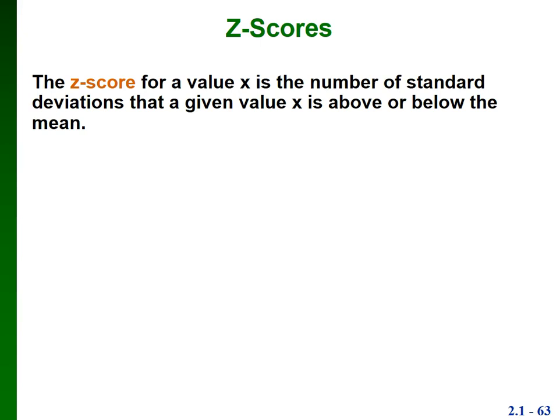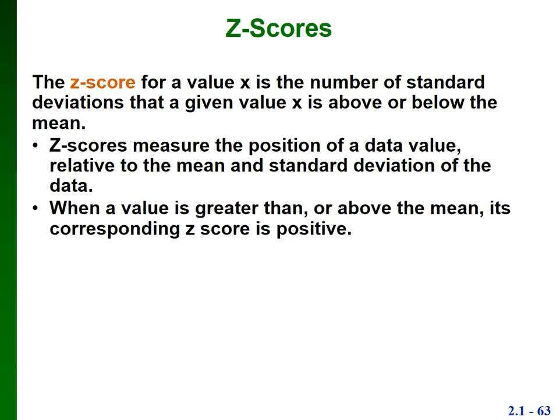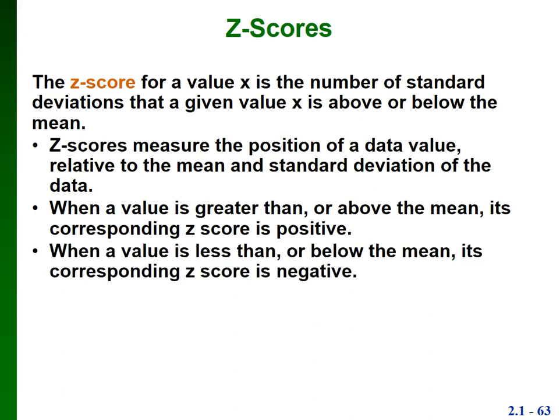The z-score for a value is the number of standard deviations that the value is above or below the mean. So z-scores measure the position of a data value relative to the mean and the standard deviation of the data. When a value is greater than or above the mean, its z-score is positive. And when a value is less than or below the mean, its z-score is negative.